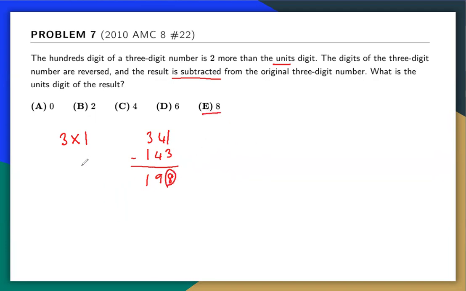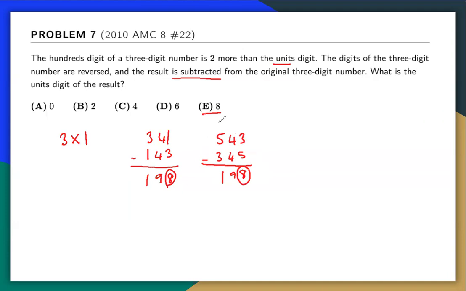But if you're not convinced, you can try some other numbers. Let's say we start with 5, and then let's say 4, and this is 2 more than 3. So if you swap these, you get this number. And that will be 13 minus 5, which is still 8. And 3 minus 4, which is 9. And then 4 minus 3 is 1. So we still get 198, and the unit digit is 8.